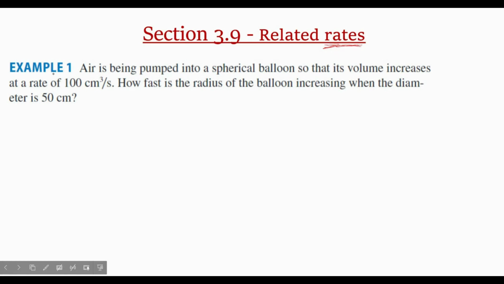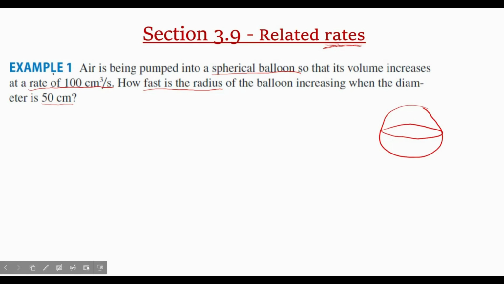Air is being pumped into a spherical balloon so that its volume increases at a rate of 100 centimeter cube per second. How fast is the radius of the balloon increasing when the diameter is 50 centimeter? In fact, this is an interesting case where we have the balloon as a sphere shape. So this is going to be a spherical shape.